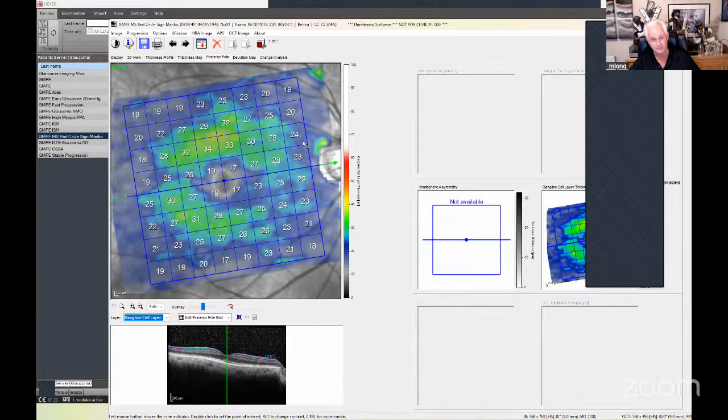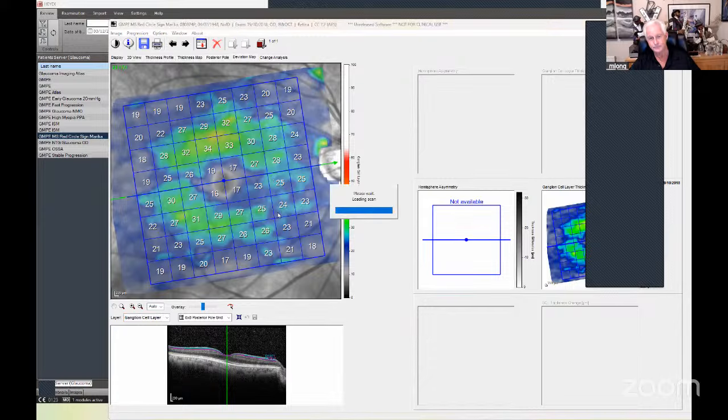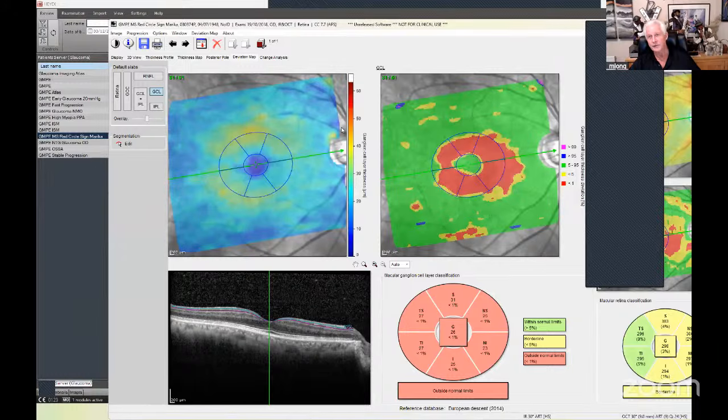So that's a complete wrong area if we're thinking that that is a loss of ganglion cells because of glaucoma. Here's where your deviation map helps you again, because if you go to the deviation map, you can see another red circle sign. Okay, again, it's not a glaucoma pattern.